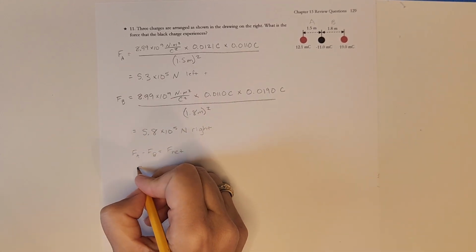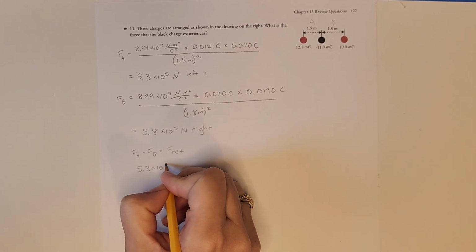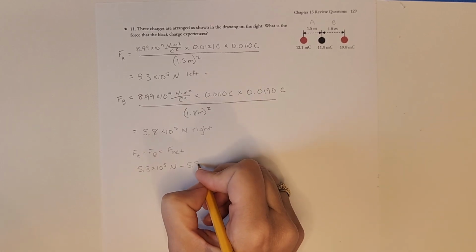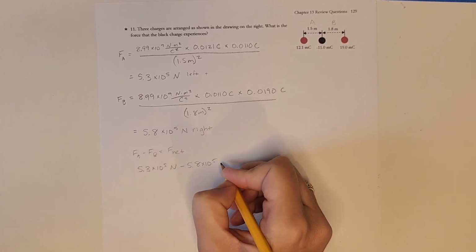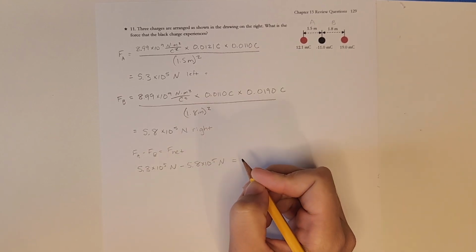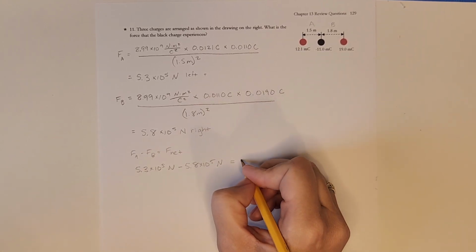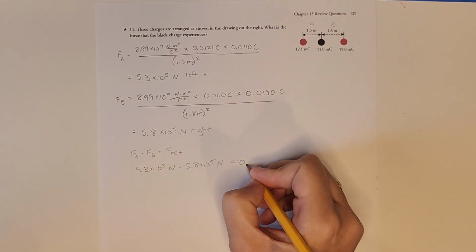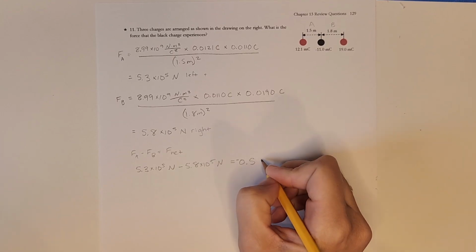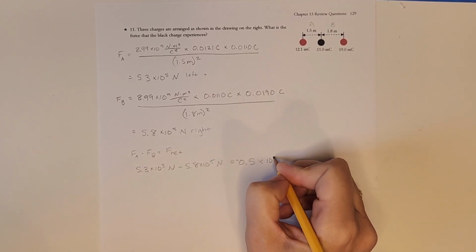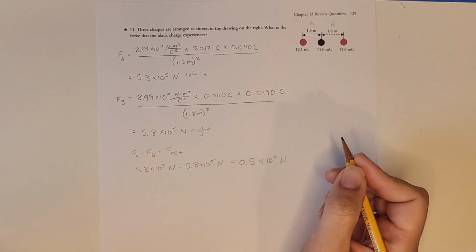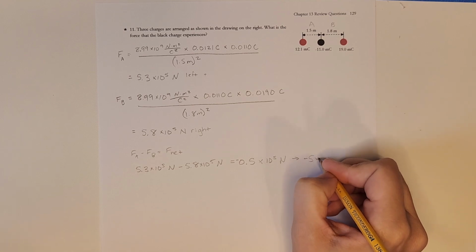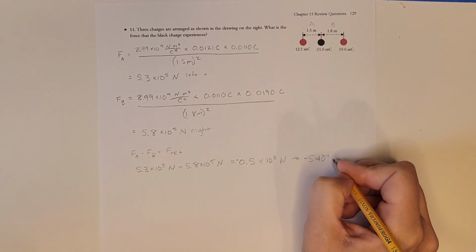So 5.3 times 10 to the 5th newtons minus 5.8 times 10 to the 5th newtons, and we will get negative 0.5 times 10 to the 5th newtons, okay? Or negative 5 times 10 to the 4th newtons.